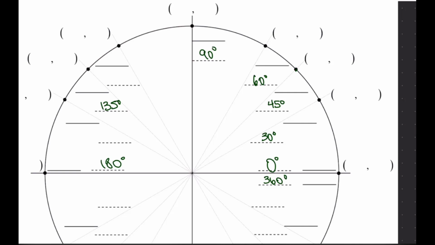How do I go from 45 to 60? 15. Add 15, right? So from 135, I would add 15, which would give me 150, right?